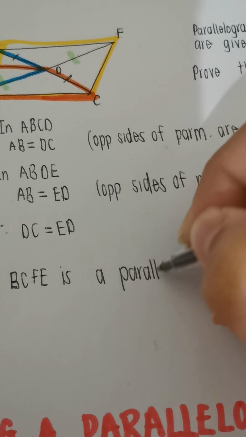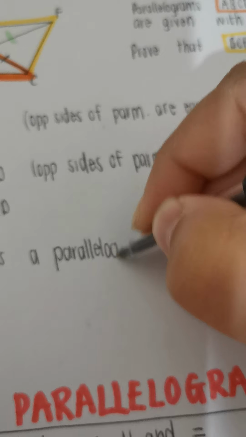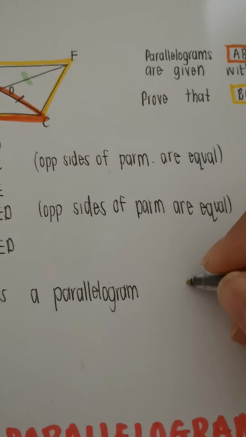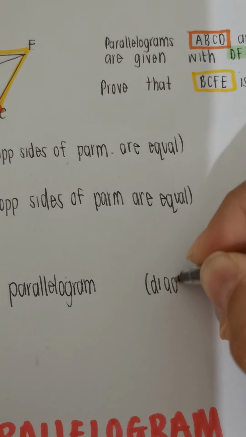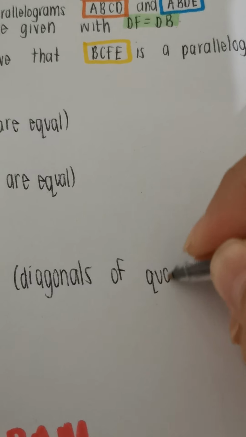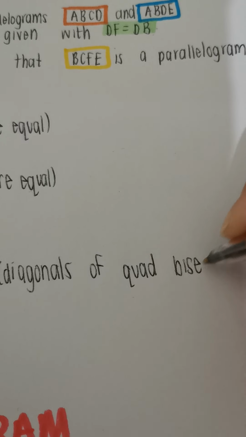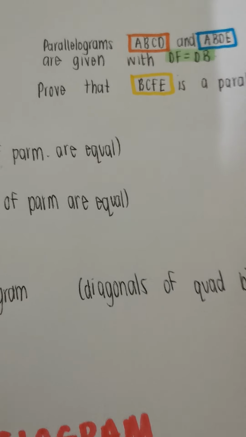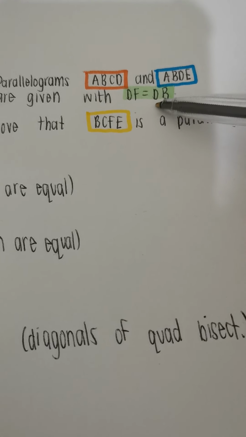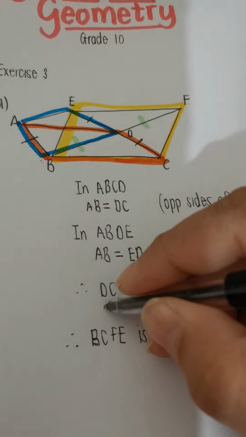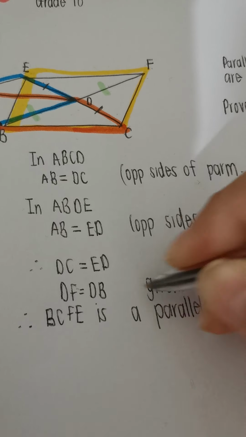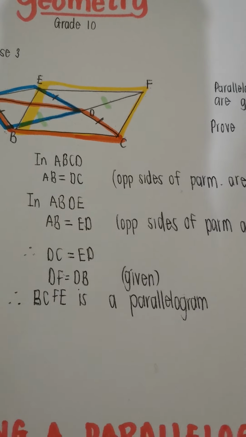So we put down our statement. Now we need to give a reason. Why do we think that this yellow one is a parallelogram? The reason for this is that the diagonals of the quadrilateral bisect each other. I'm just going to add, because I forgot to mention what was given to us over here, DF equals DB. Please mention that. How do we know this information? It's given to us. Sorry, I forgot about that. I know we spoke about it, we just forgot to write it down.